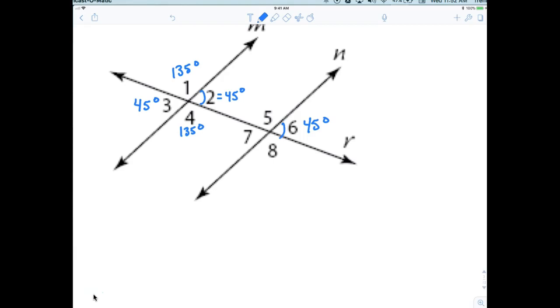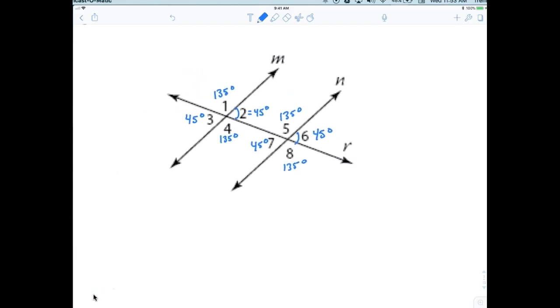Somebody else. What else do we know now? Abby. 7 is definitely 45 degrees. Very good. And what about Jess? 5? 5 would be 135. And also? 8 would be 135. Yes, good work. 135 degrees and 135 degrees. Everybody needs to know that. Everybody needs to be able to do that tomorrow.